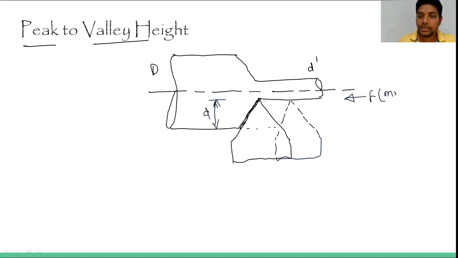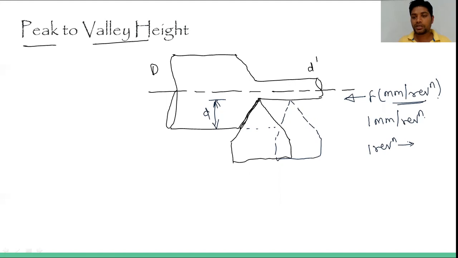The feed in this turning operation is calculated in mm per revolution. The meaning of that is, if I say we have 1 mm per revolution, that is the feed. It means that in one revolution, 1 mm will be covered. When we talk about turning, this rotation is provided to the workpiece, and this mm is the movement of the tool in this direction.